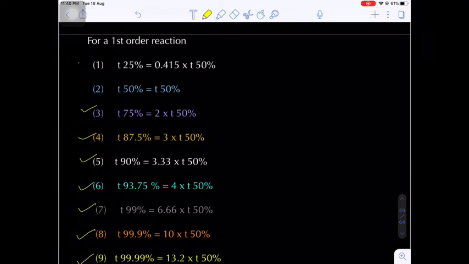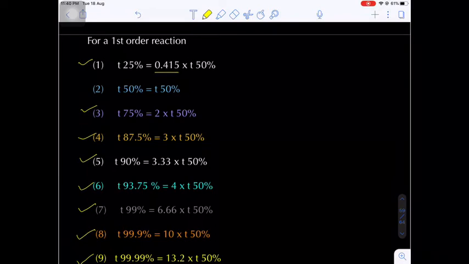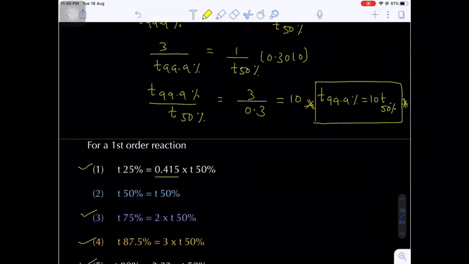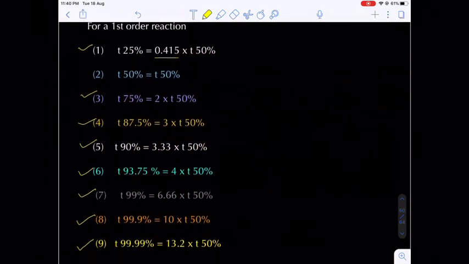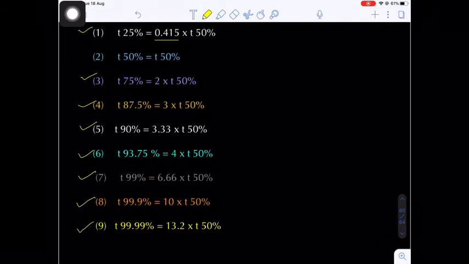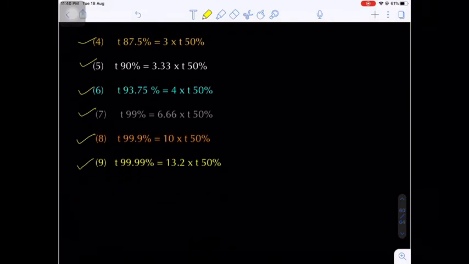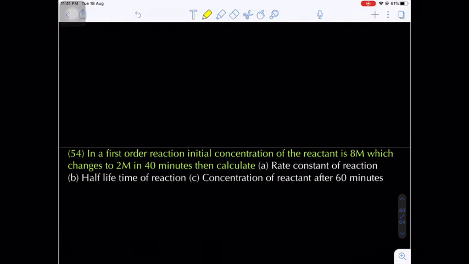Now here the first one will be T25% equal to 0.415 into T50%. Okay, if you do not know the relation, no need to worry. Only with the help of the previous question, just now I derived the relation between T99 and T50. In the similar manner you can derive the relation between T25 and T50, T75 and T25, T87.5 and T50. You can derive any relation. Are you getting my point?